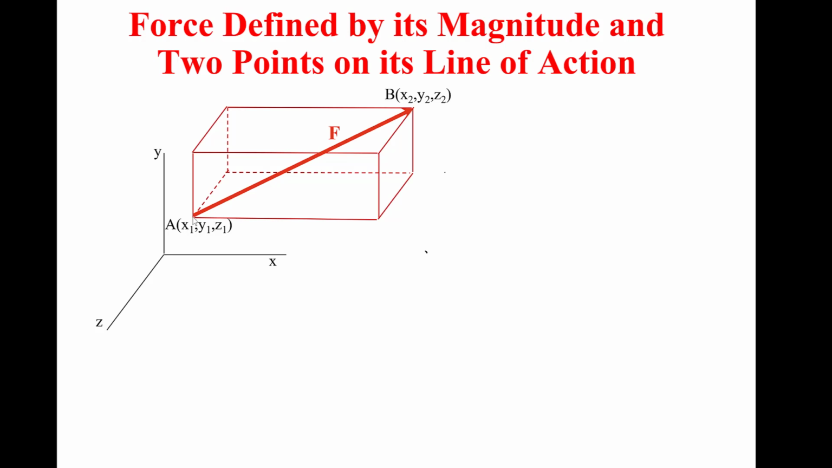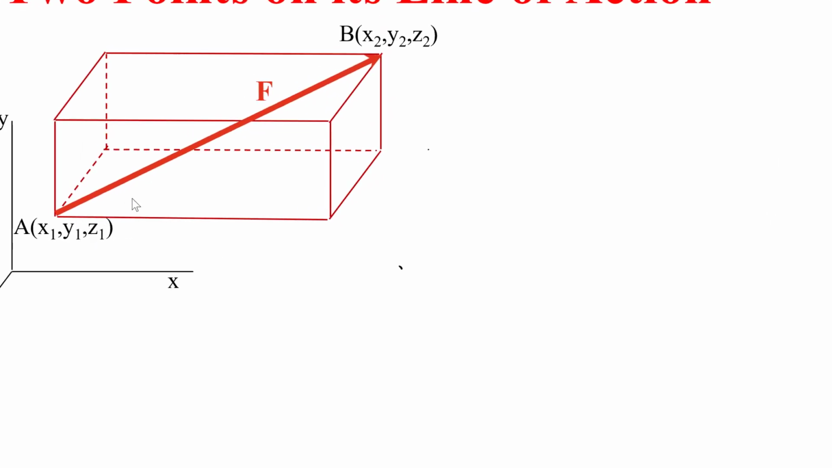If I'm going from 1 to 2, this is the direction. I start from 1 and I end at 2. So this is a force of magnitude F going from A to B. How can we determine the components of this force?